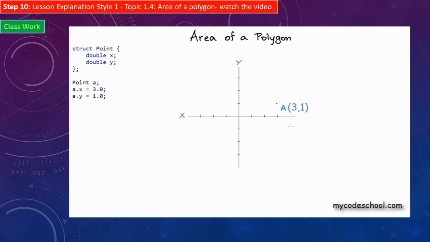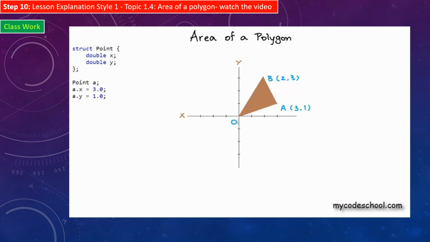So the first vertex of the triangle, we can keep it as A, which is at 3, 1. We'll then put up another vertex, we'll call it B at 2, 3. The third vertex though will be somewhat special. We'll choose it to be O, the origin of the coordinate system. So both the x and y values of this point O are 0. So what is the area of this triangle OAB?